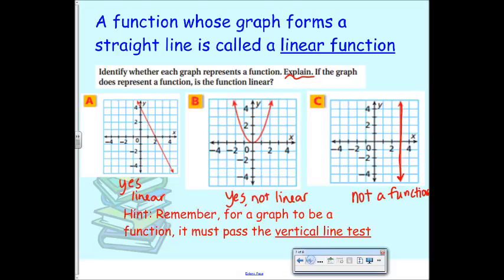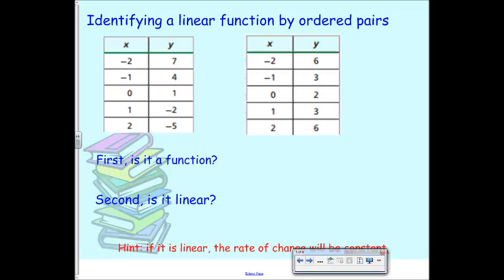How would you be able to tell that if I just give you a list of ordered pairs? Graph it. Ashley? Graph it. You could graph it, absolutely. Is there another way you could do it? Brendan, what do you think? Just look at your x value. See with more than one x.